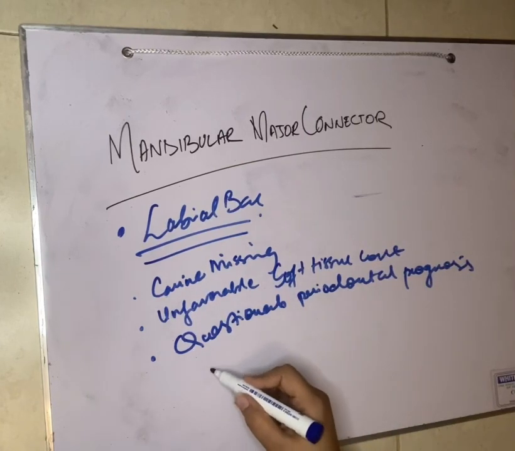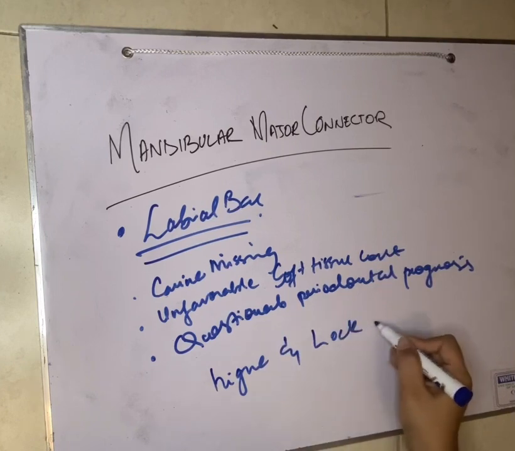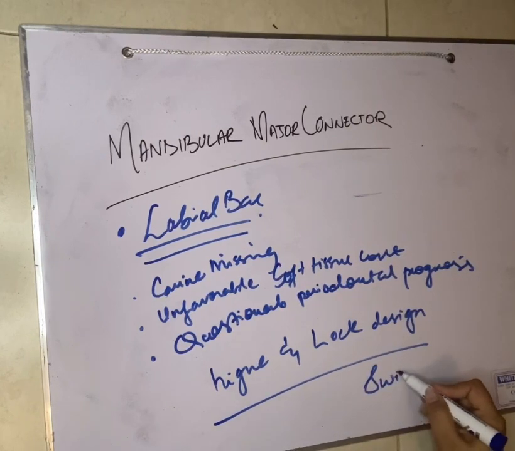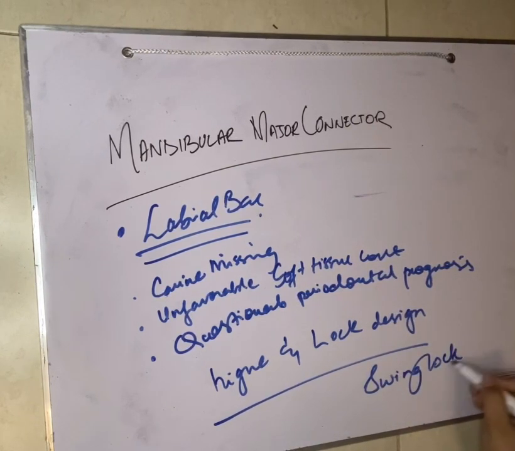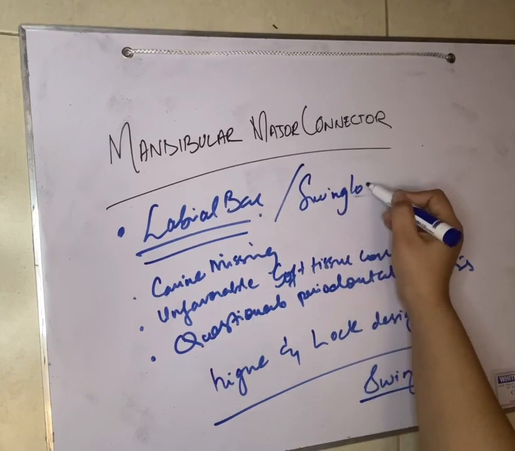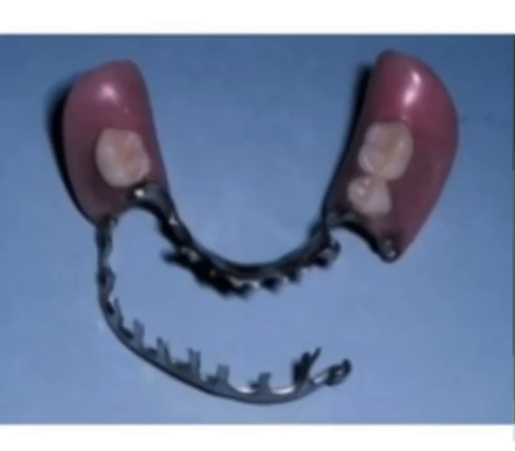So the labial bar basically consists of a hinge and a lock design, which is also known as the swing lock design, right? In this diagram we can see on the left side there is the hinge, and on the right side there is a lock mechanism, and hence it's also known as the swing lock bar or the labial bar.